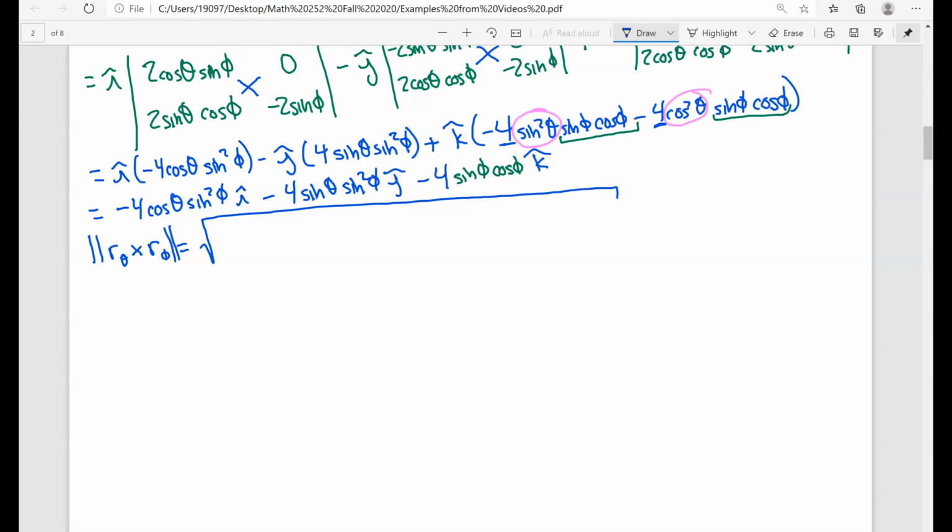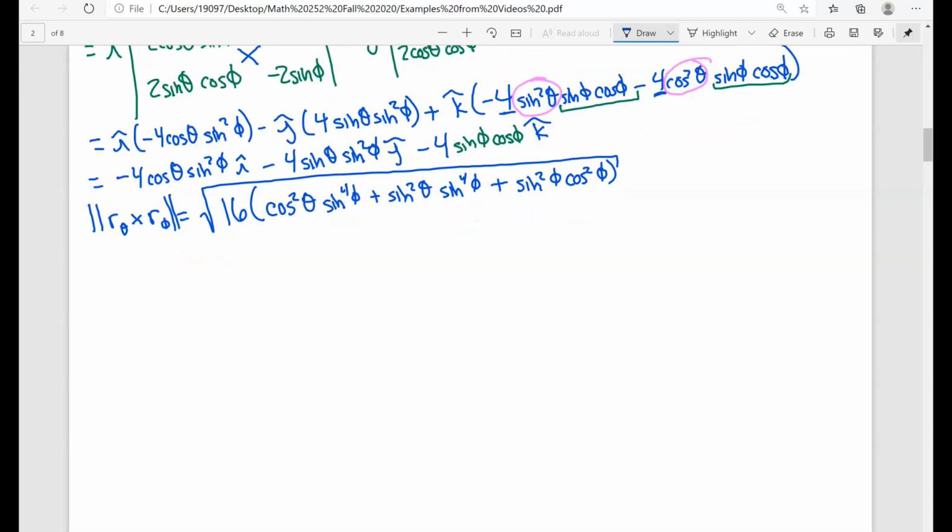Okay, so now when we square the force, I'm going to skip a couple of steps. If I square it, I'm going to get 16, and I can factor that out because I'm going to have a 16 in every single term. And then in the other terms, it's just going to be them squared. So cosine squared theta, and this one is going to be to the 4th power because there's a square, so sine to the 4th phi. Then plus sine squared theta, sine to the 4th phi. And then the other term, sine squared phi, cosine squared phi.